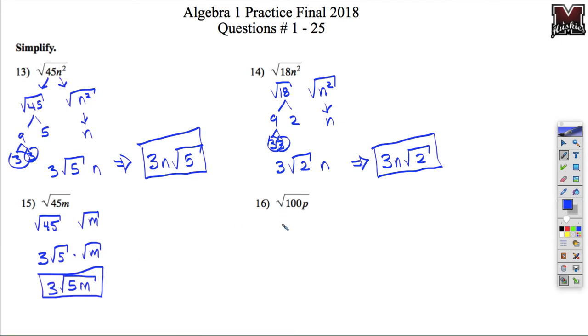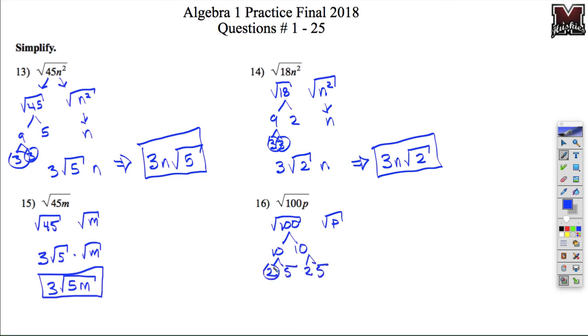All right, for 16, we have square root of 100 pulled out and square root of p. Square root of p can't be done, we can't do anything to it. Square root of 100, oh, that's just 10. And if you don't know that, I could do the full factor tree out. So it's 10 times 10, and 10 is 2 times 5 and 2 times 5.